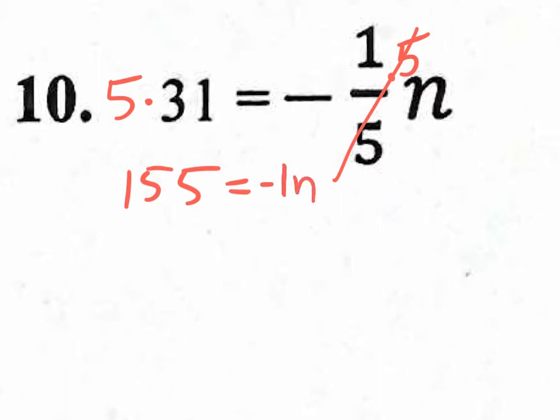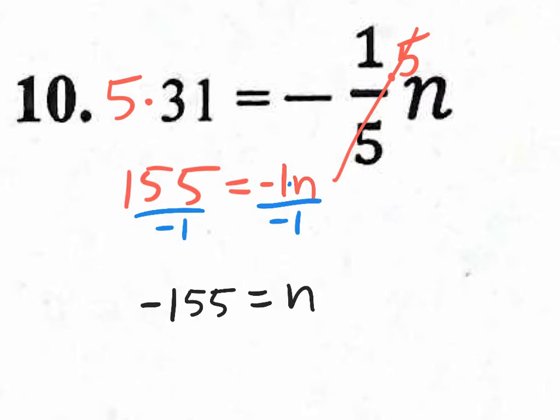Now, you don't want the minus 1 or even a minus sign in front of the n. You just want n all by itself. So in reality, what you have here is negative 1 times n. So to get rid of that multiplication of negative 1, you're going to divide by negative 1. And what you do to one side, you do to the other side to maintain the balance. And 155 divided by negative 1, that's simply negative 155. That equals n. Now it's by itself.